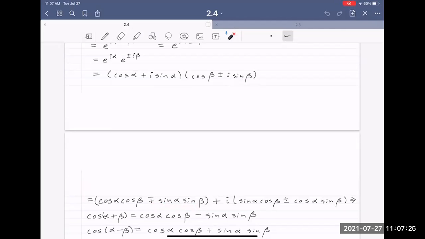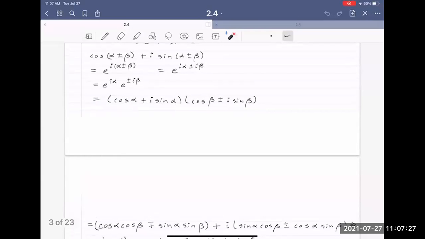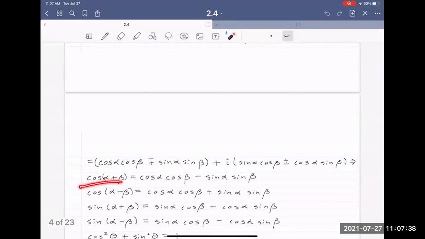Therefore, we have shown that cosine of alpha plus beta is cosine alpha cosine beta minus sine alpha sine beta. And cosine of alpha minus beta is cosine alpha cosine beta plus sine alpha sine beta.